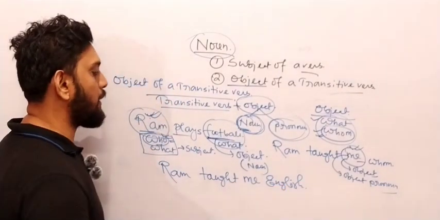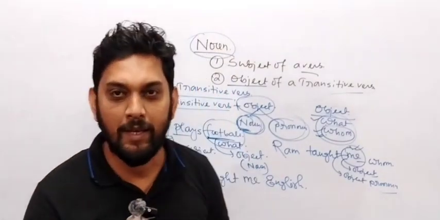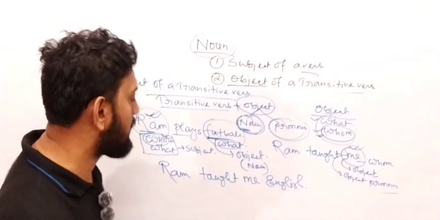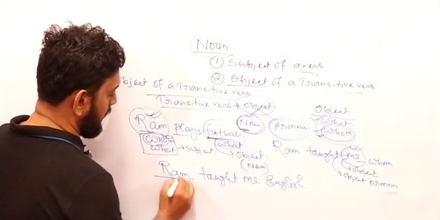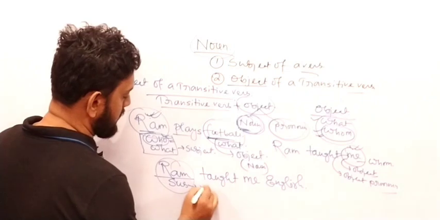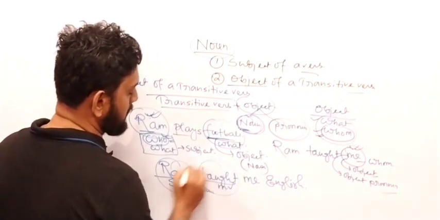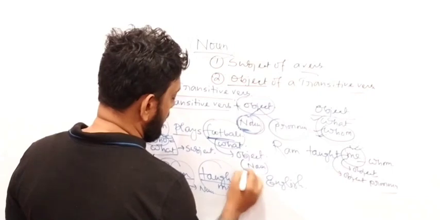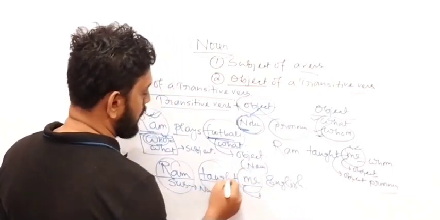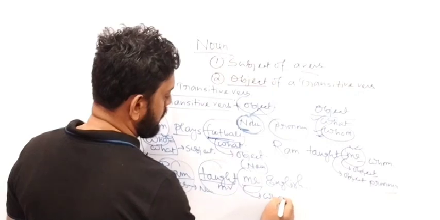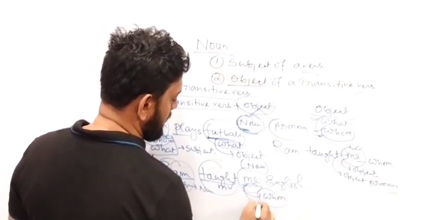Now, can you find out how many objects are there? Yes, there are two objects. You see, Ram is the subject over here, and the subject is a noun. Taught is the main verb, which is written in V2, that means the past form. Ram taught me. Me is also an object: Ram taught whom? Me. So we got the answer of whom, and that will be the object of this sentence.